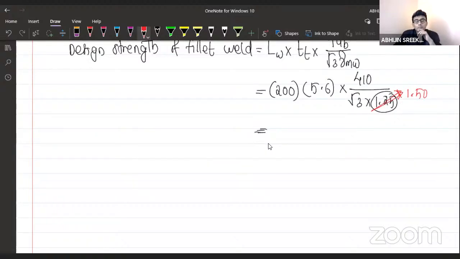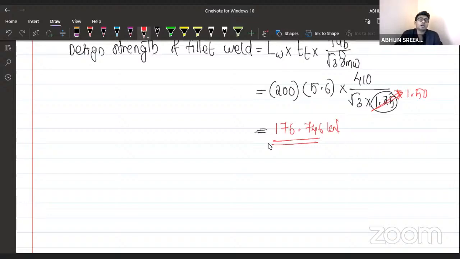So get me the answer here. Yes, I'm seeing the answer here as 176.746, right? You can correct me if it is wrong. 176.746. And Gushbu Joy is giving me the answer. Okay, thanks for that. 176.746 kilonewton is the design strength of the weld.